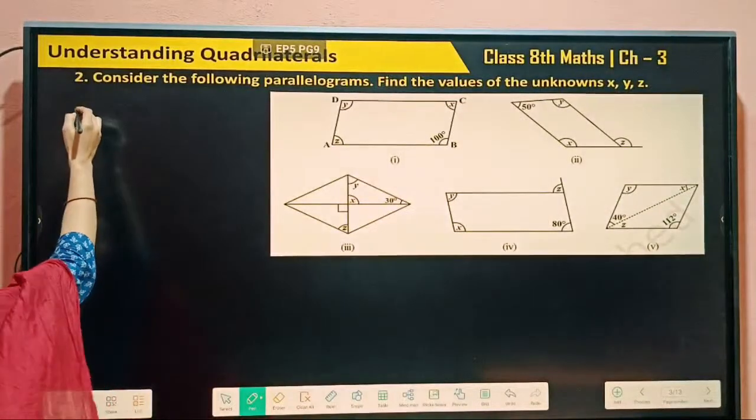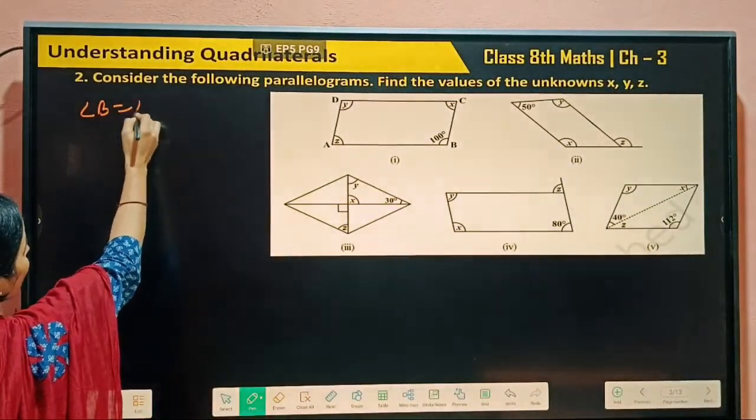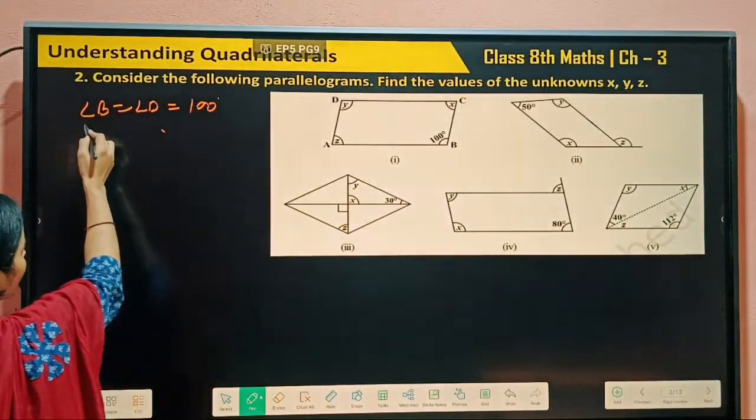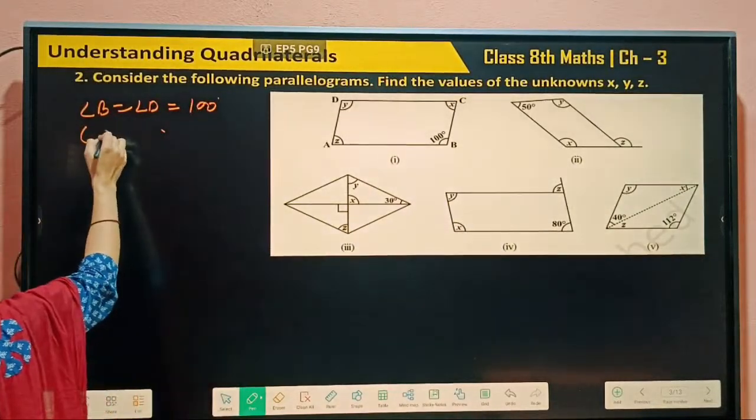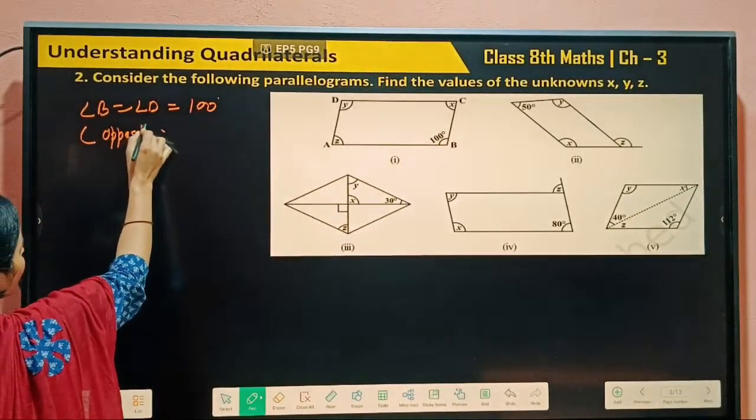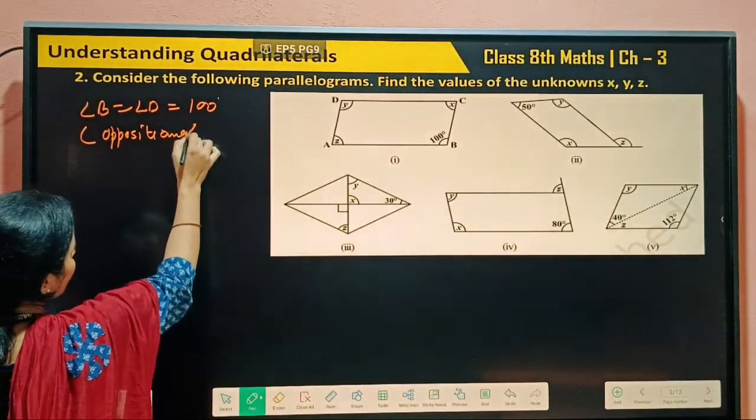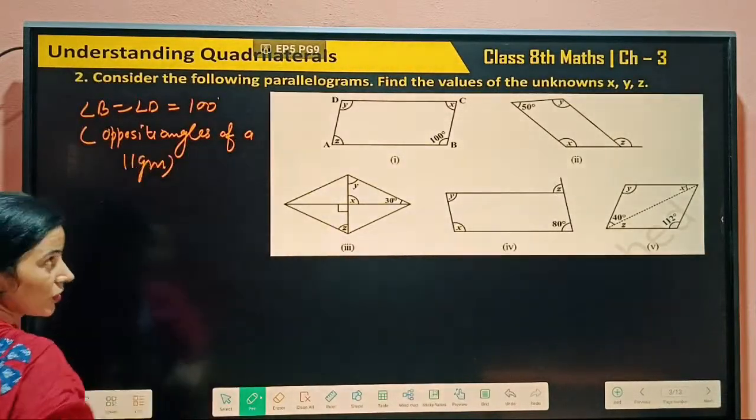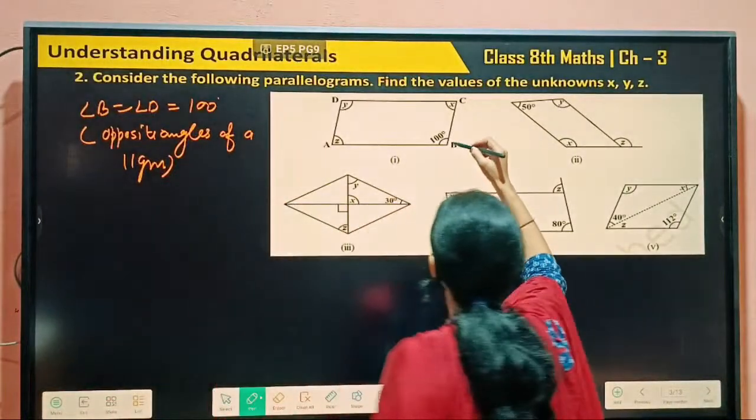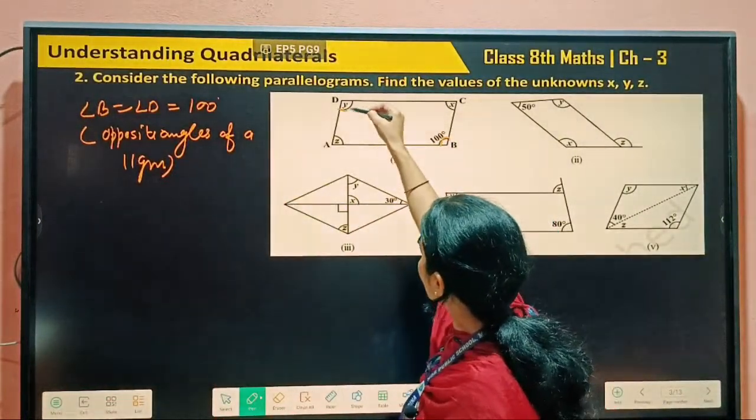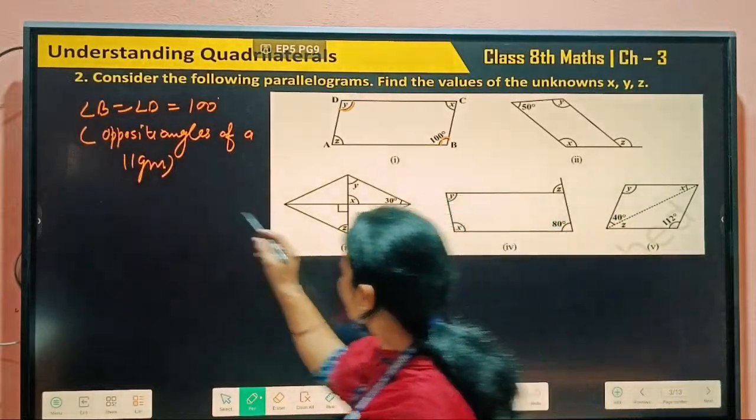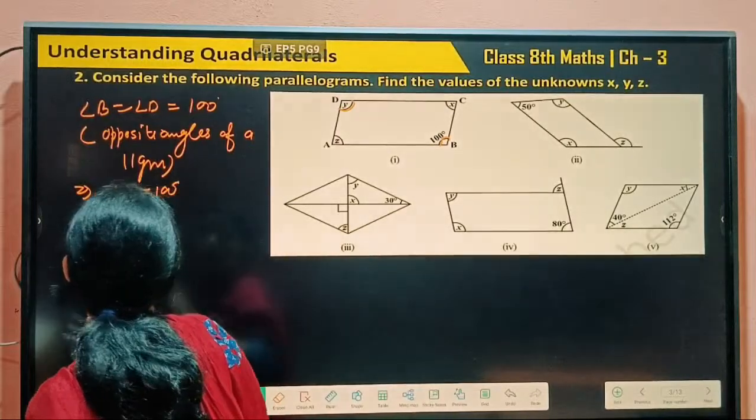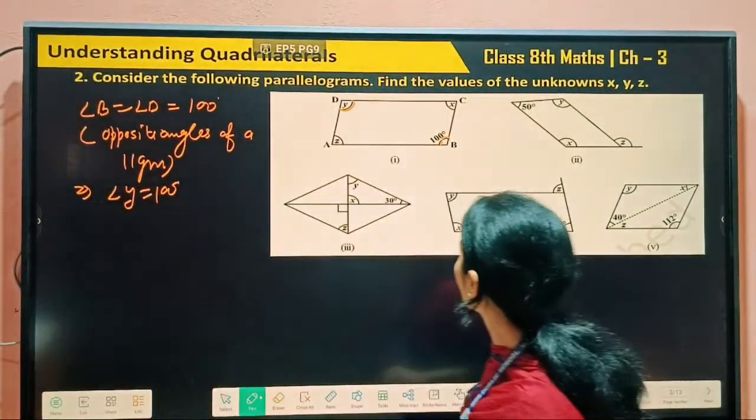Angle B equals angle D, and it equals 100 degrees. Its reason is opposite angles of a parallelogram. This B is opposite of this angle D, which means angle y equals 100 degrees. Angle y equals 100 degrees.